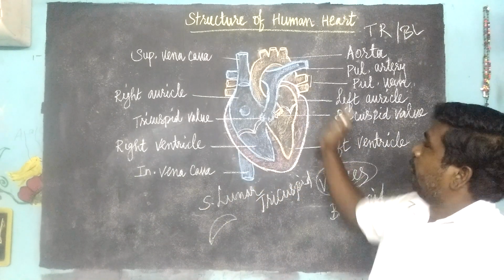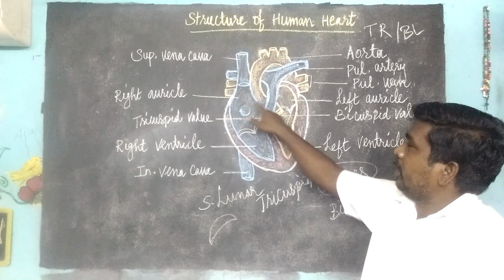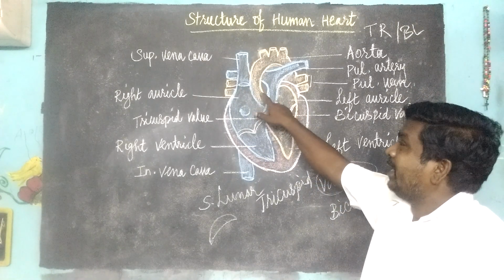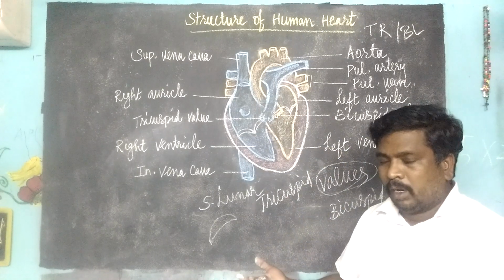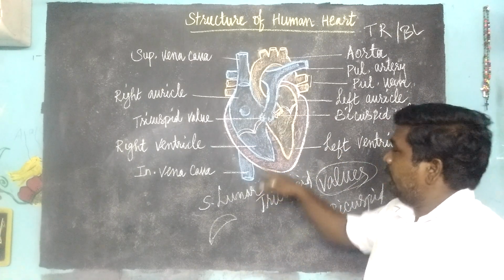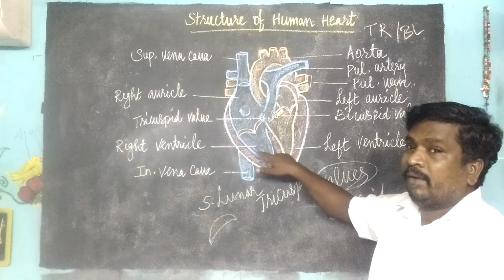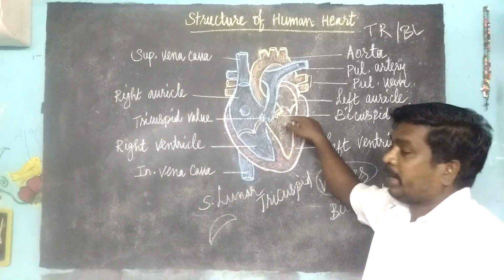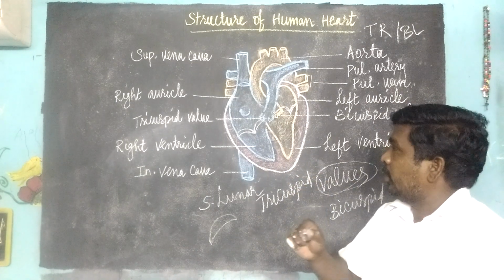The heart is divided into four chambers. They are the right auricle, left auricle, right ventricle, and left ventricle. Auricles are separated by the atrial septum. We can also call the auricle the atrium. Ventricles are separated by the ventricular septum. Auricles and ventricles are separated by the auriculoventricular septum.